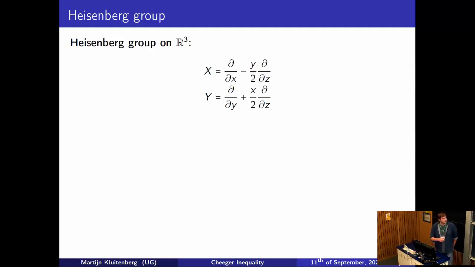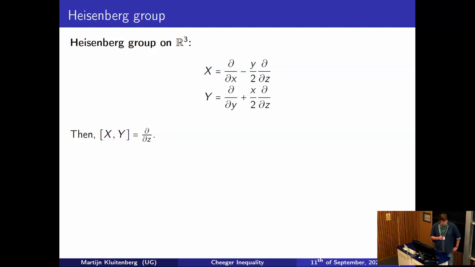It's called a group because these vector fields are left invariant with respect to the Heisenberg Lie group on R3. And these two vector fields, they form a representation for the Heisenberg Lie algebra in the sense that their commutator is d/dz, which is easy to calculate, which means that at every point, if I look at X, Y, and the commutator of X and Y, they span the full tangent space. And this is a sufficient condition for being able to go everywhere.